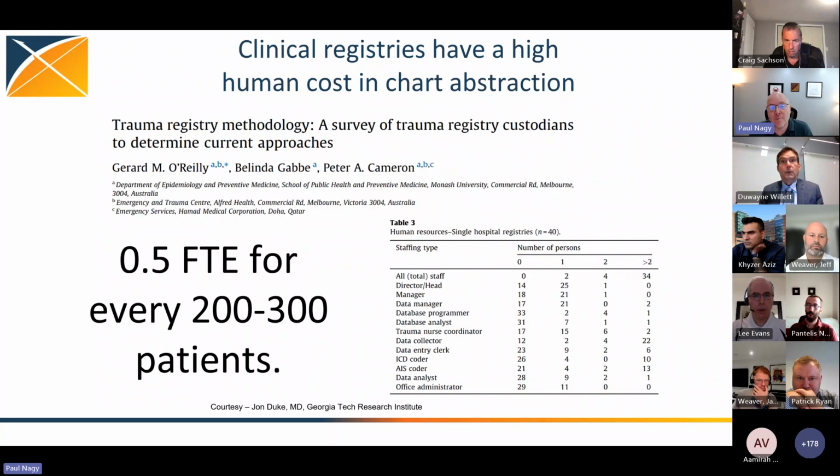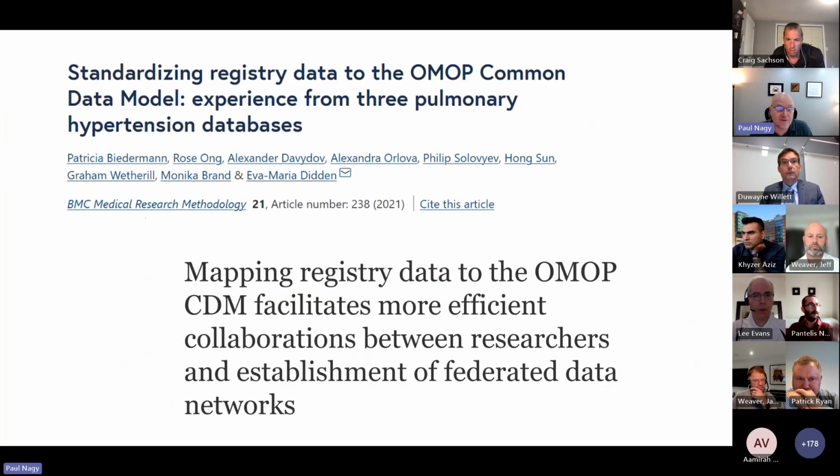So I think that more and more clinical registries are turning to EHR automation to help them collect a lot more data about their patients and then help them fill out their registry. And I think that's what's exciting. We've shown there are great papers now that OMOP is an excellent data model to facilitate clinical registries. It can provide more efficient collaboration between researchers and help you establish your federated data network. And I think that for me, today's discussion is, how can a clinical registry really take advantage of the OHDSI community?